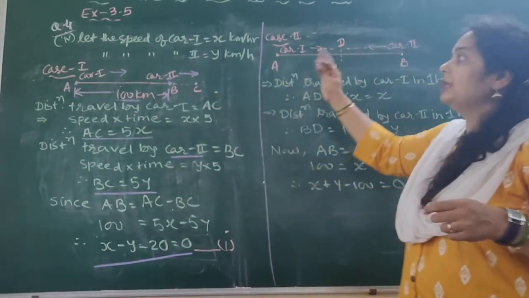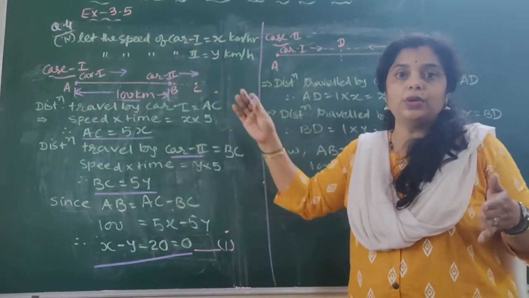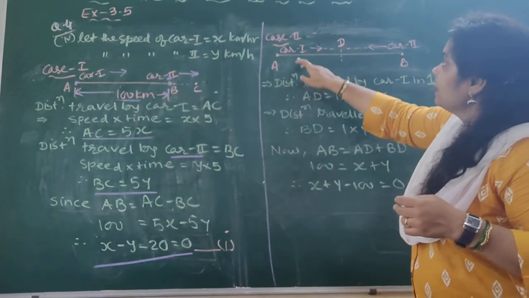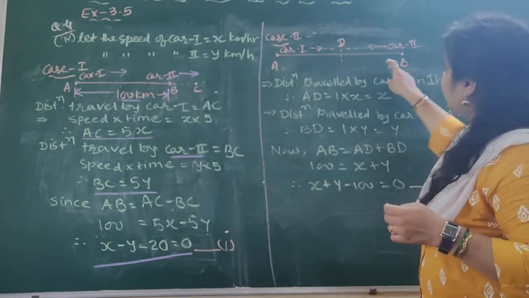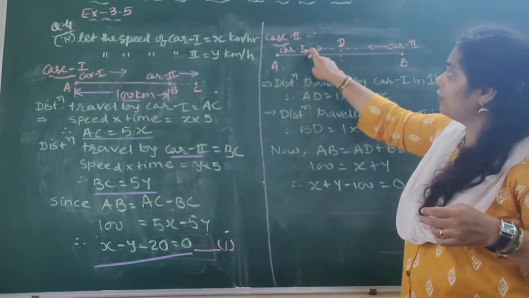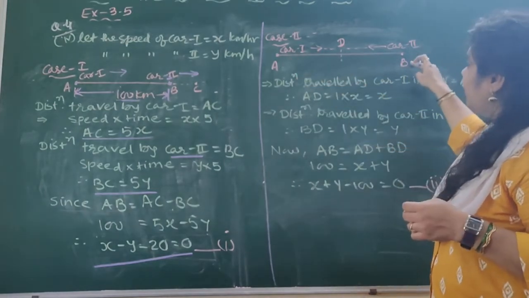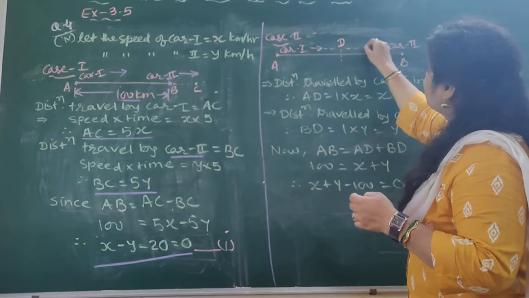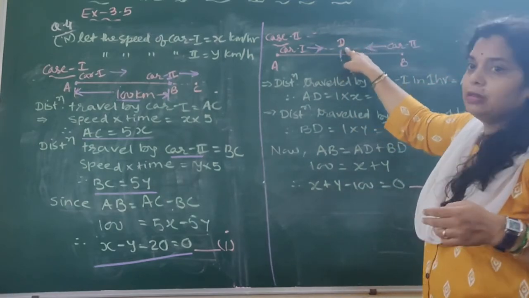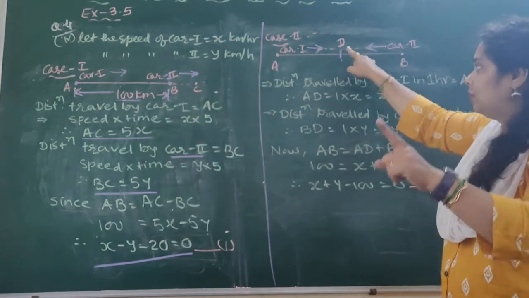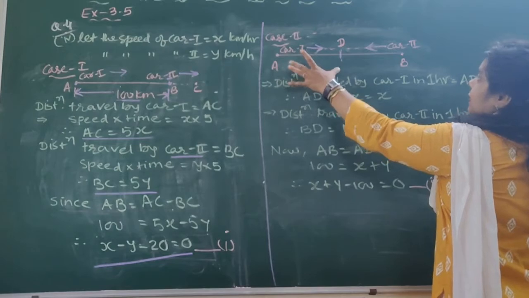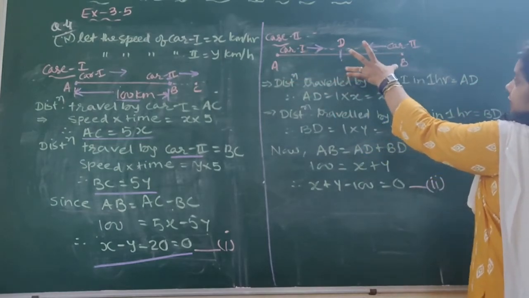Now we will see the next case, case 2, in which the cars are moved towards each other. Here there is car 1 at point A and car 2 at point B. They are moving towards each other and will meet at point D after 1 hour. So the distance traveled by car 1 is AD and by car 2 is BD.